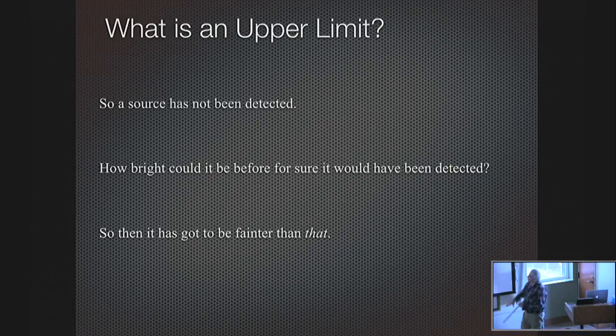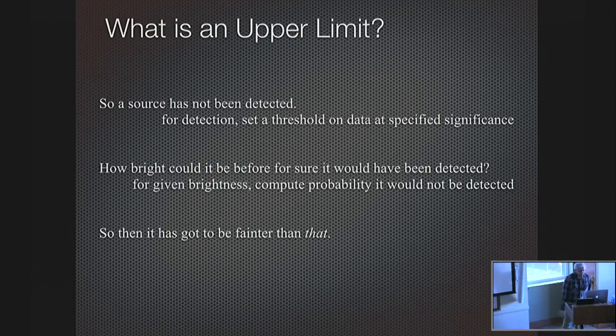However you manage to figure out how bright it should have been, then it has to be fainter than that. That seems obvious, right? So far, so good. How do you do that, though?